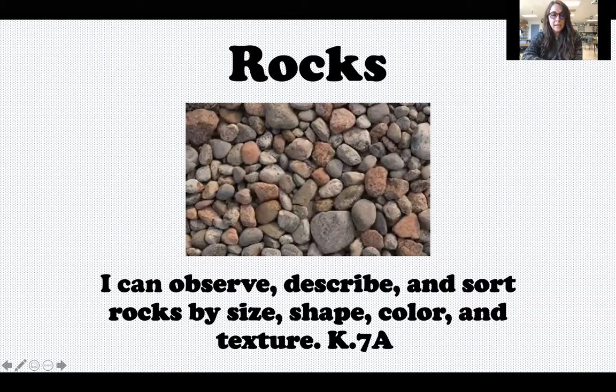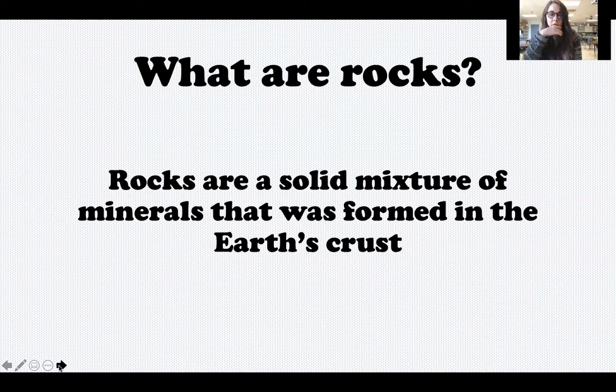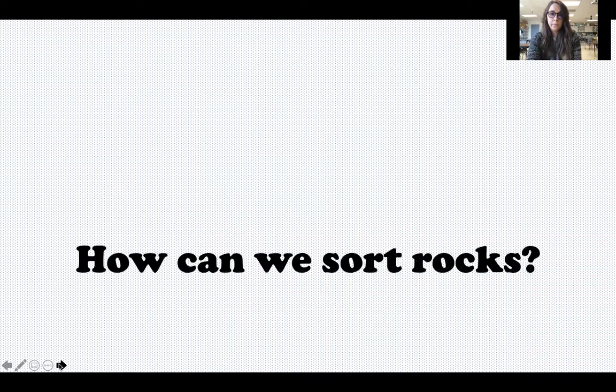So your target says I can observe, describe, and sort rocks by size, shape, color, and texture. So rocks are solid mixtures of minerals that were formed in the Earth's crust. So rocks are made up of something called minerals, and they are part of what we call the Earth's crust, which is the outer layer of the Earth.